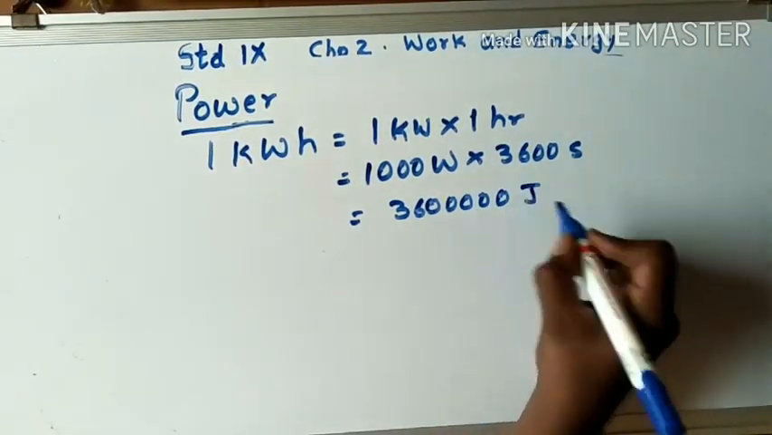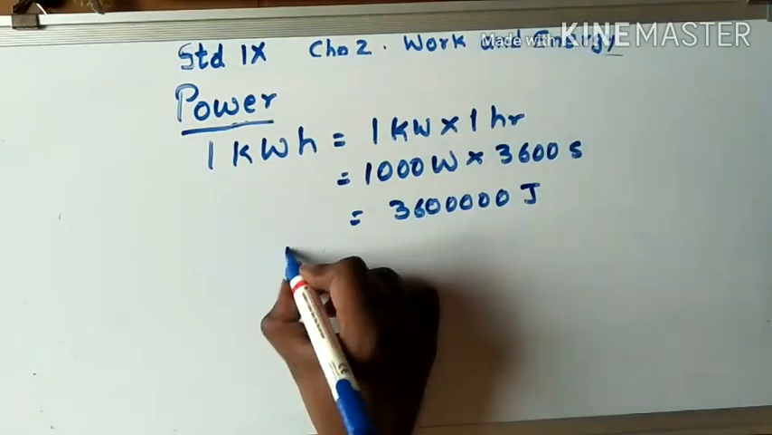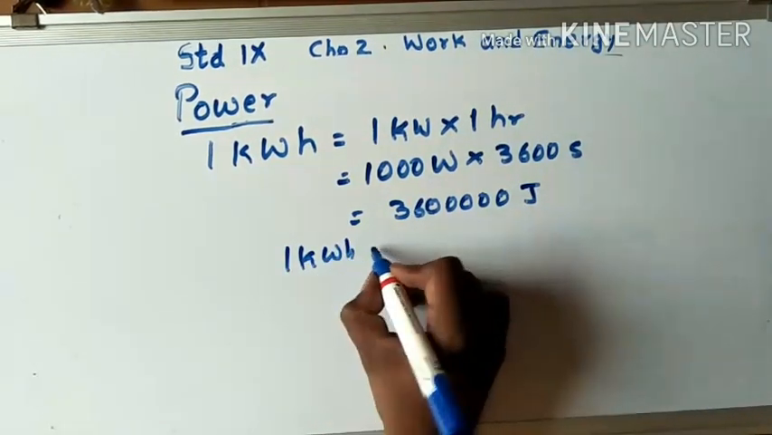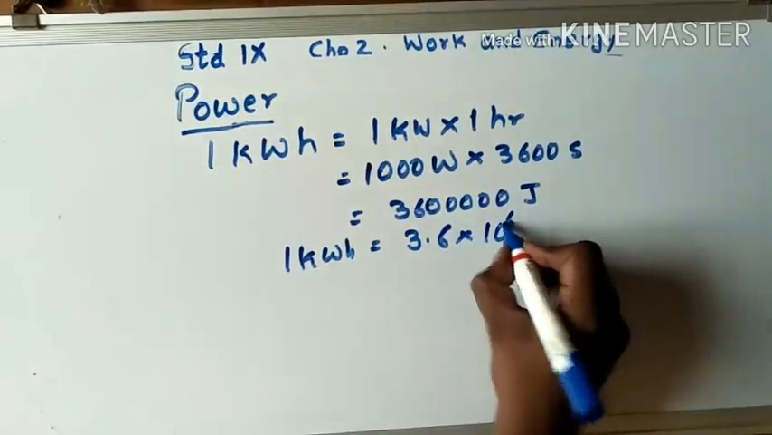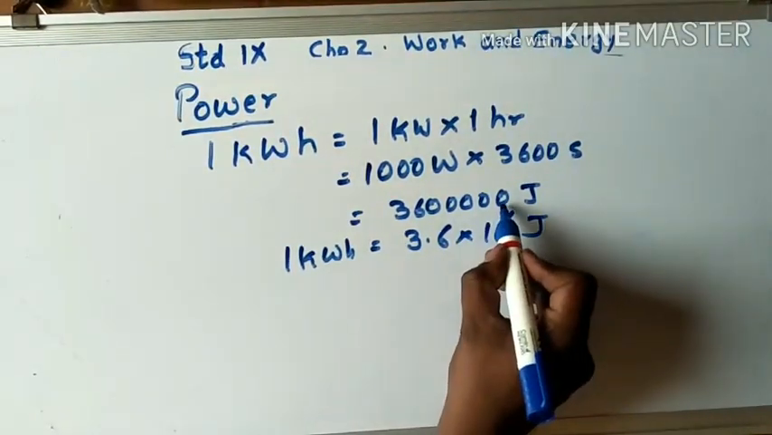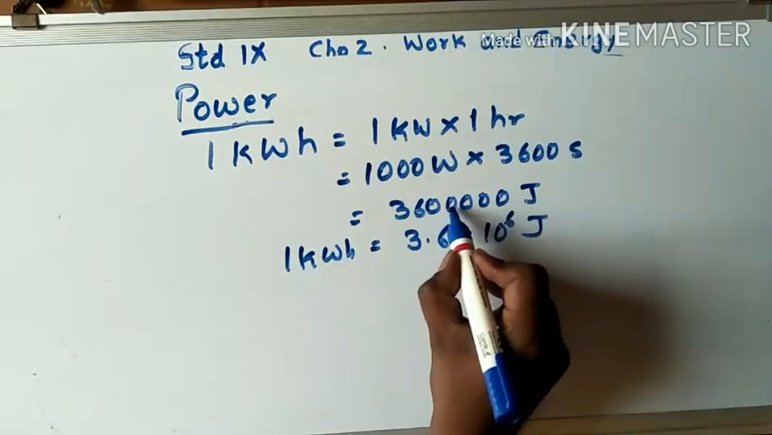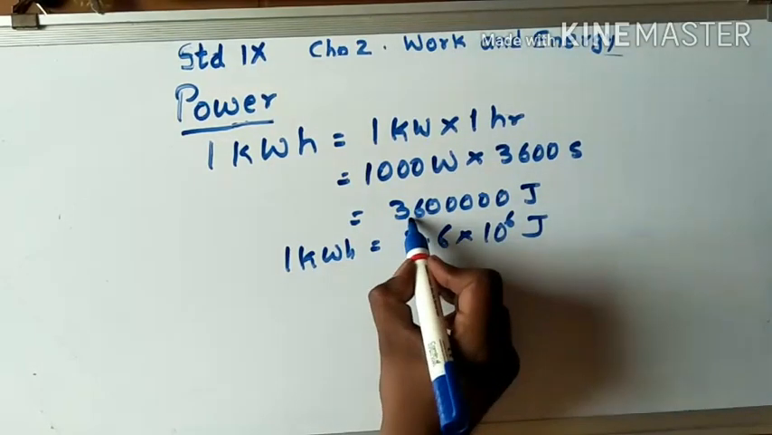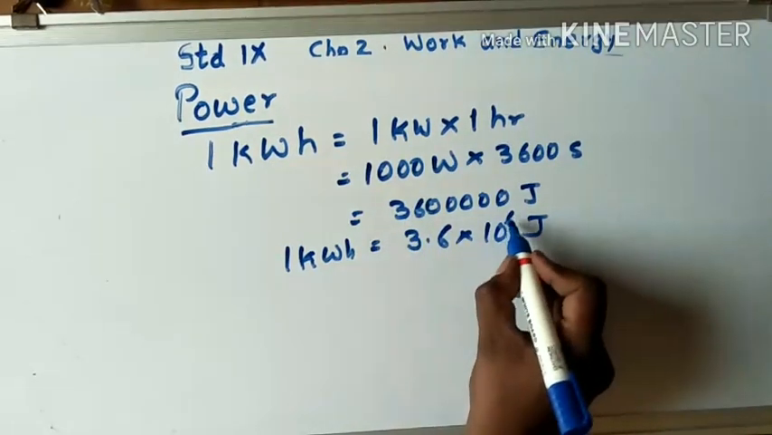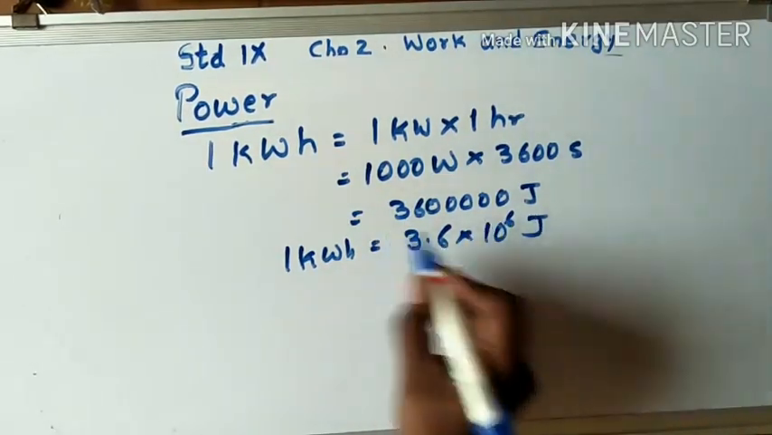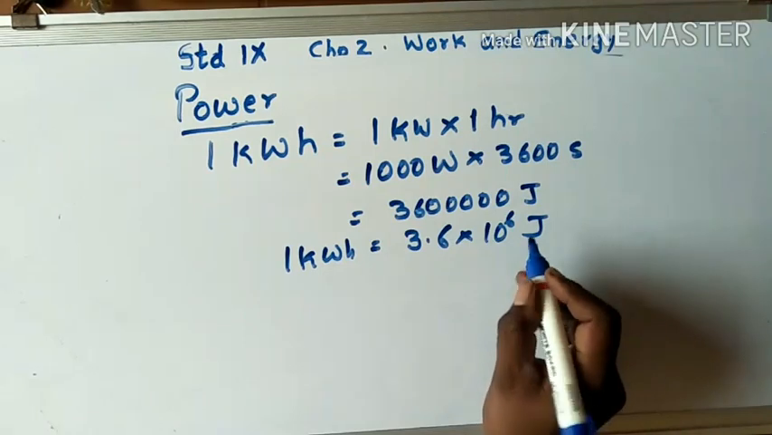3600000 joule. So 1 kilowatt hour is equal to 3.6 into 10 raised to 6 joule. Just see the zeros there: 1, 2, 3, 4, 5, 6. So you put the point here. It becomes 3.6 into, you went 6 steps back, so it is 10 raised to 6 joule.